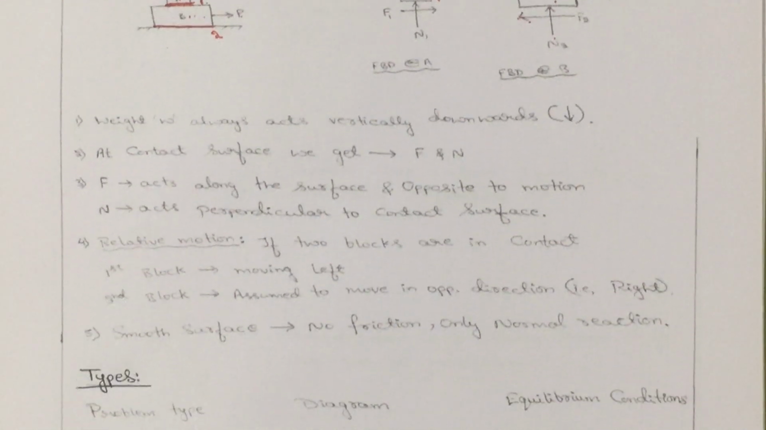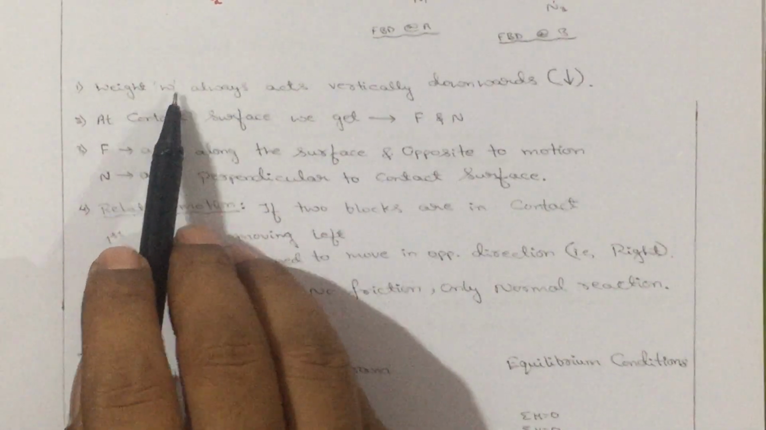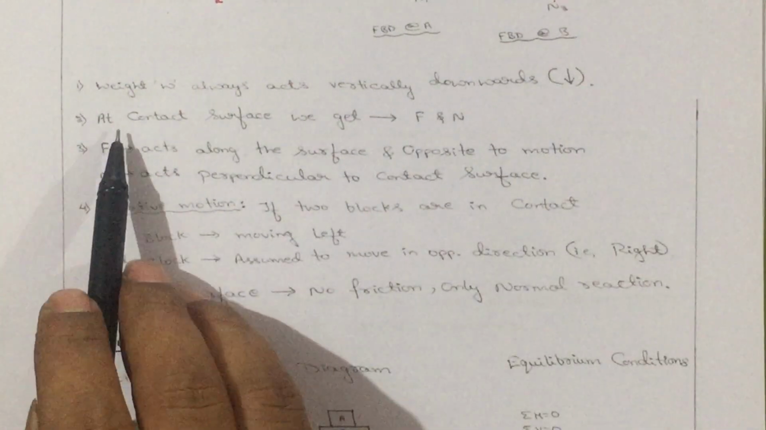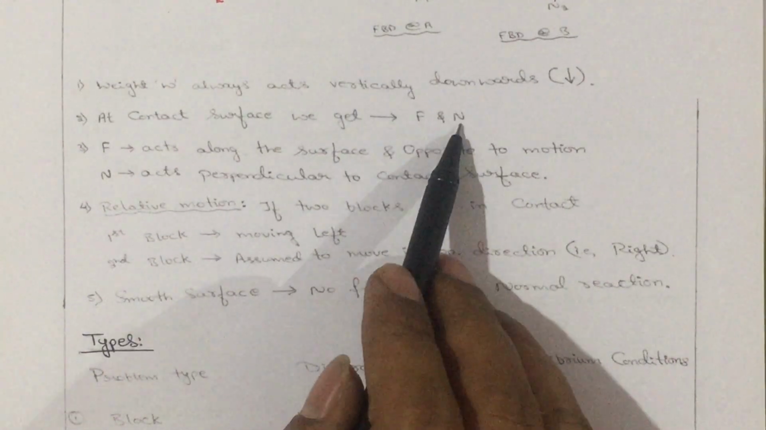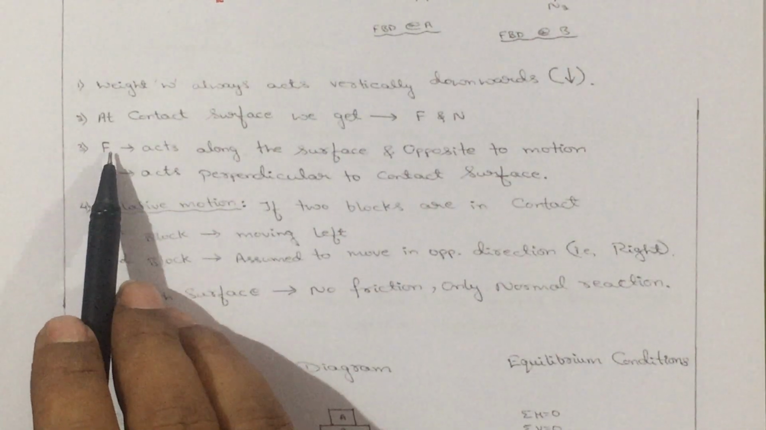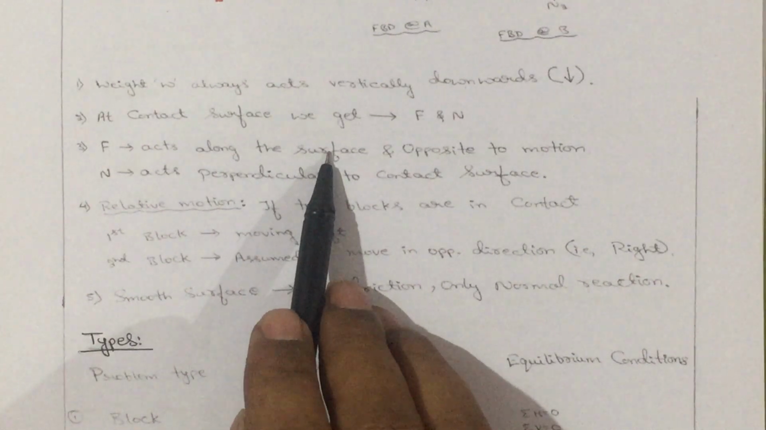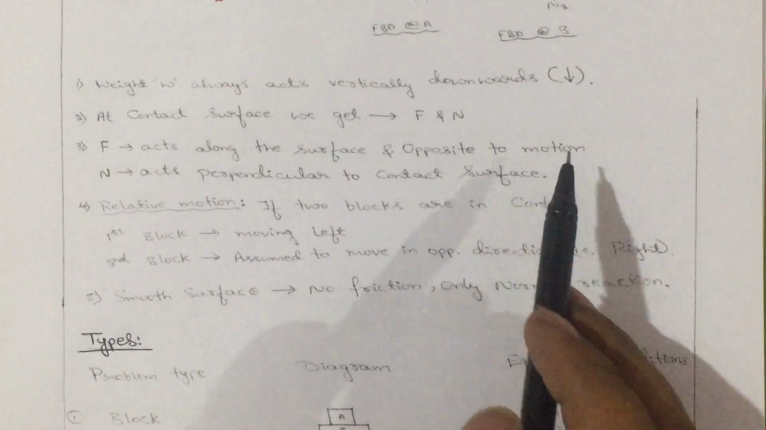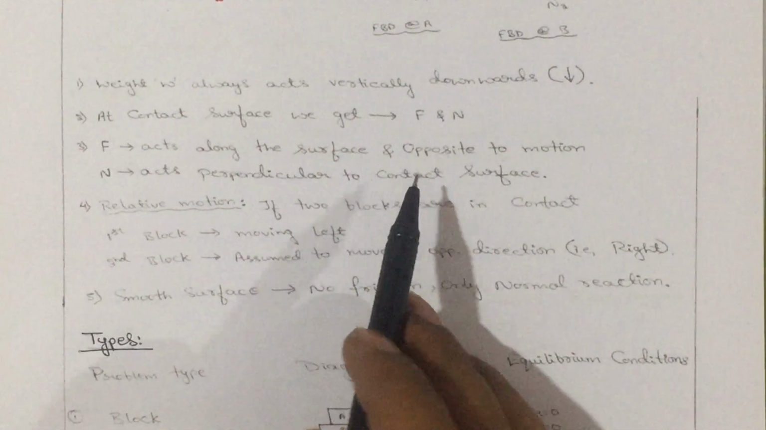Okay. Then another instruction: the weight W always acts vertically downwards. At a contact surface, we will get F and N, that is frictional force and normal reaction. F acts along the surface, nothing but parallel to the surface, and it acts opposite to the motion of the body. Then N acts perpendicular to the contact surface.